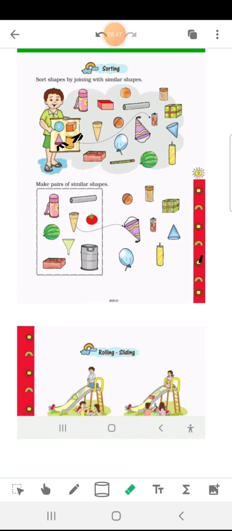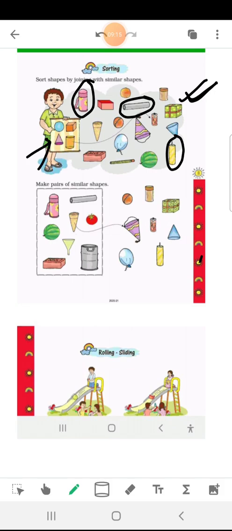See students, on this page some things are given to you which are of the same shape. See this one. This one is cylindrical, you know. This one is also cylindrical. This one is also cylindrical. So what you have to do here, this boy is having some pictures with him. You have to match the things which are given here with the things that the boy is holding in his hand. The boy is holding in his hand a picture board. In this board some pictures are there, and you have to match these pictures with these pictures.